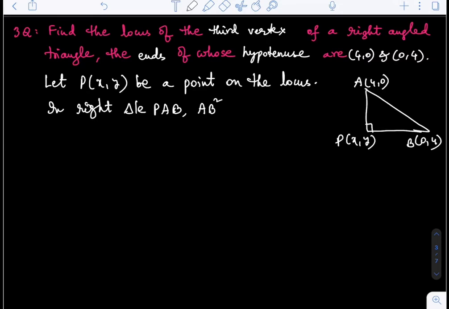AB square. Okay. Let us write it later. Let us write base square plus height square first. That is AP square plus PB square is equal to AB square. This is Pythagoras theorem. Okay. Let us apply distance between formula now.